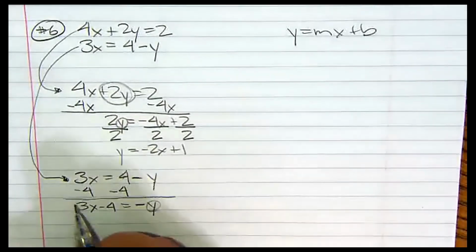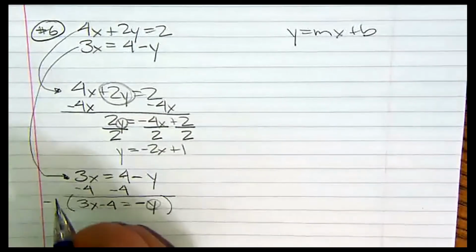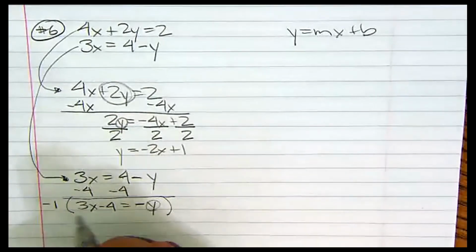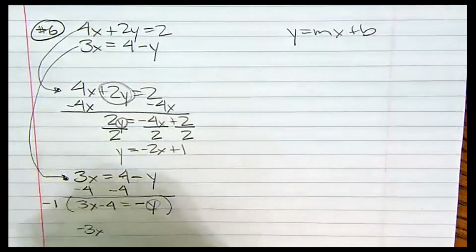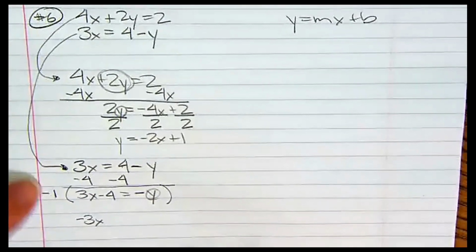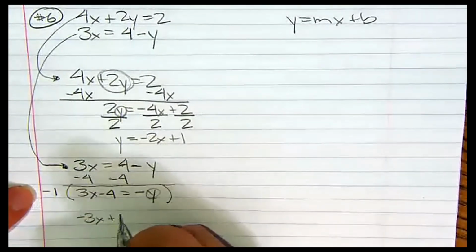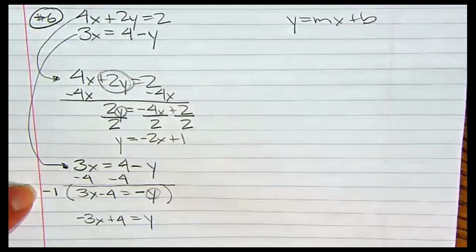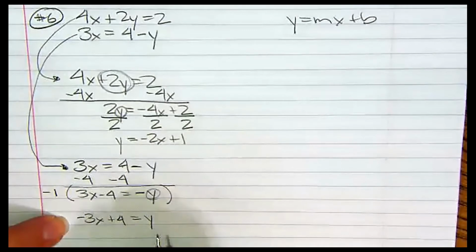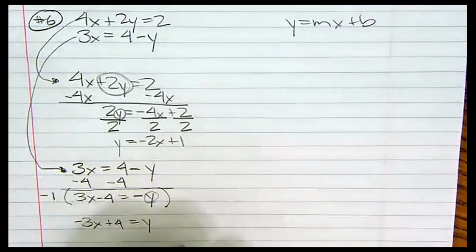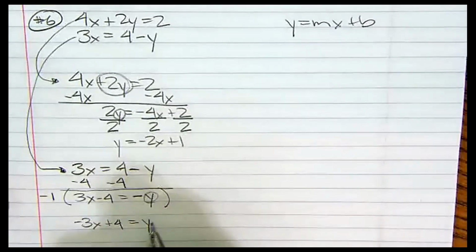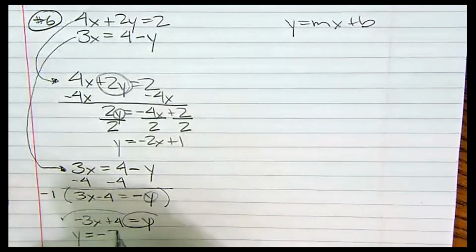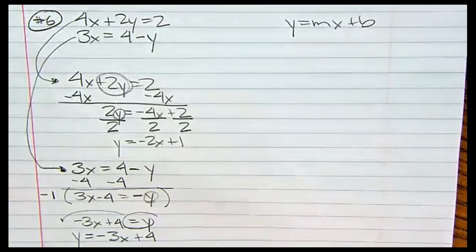So I'm going to multiply this whole equation by negative 1. Negative 1 times 3x is negative 3x. Negative 1 times negative 4 is positive 4. And negative 1 times negative y is positive y. All I'm going to do is take my equal sign and bring it over here. That's all I need to do. Y equals negative 3x plus 4.